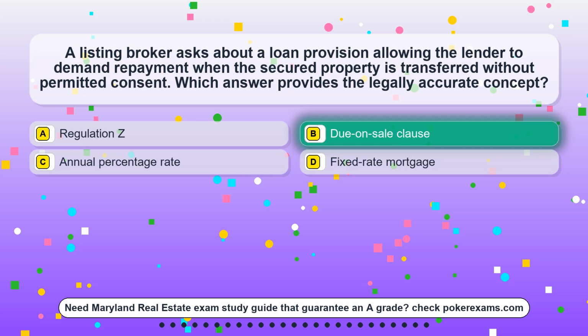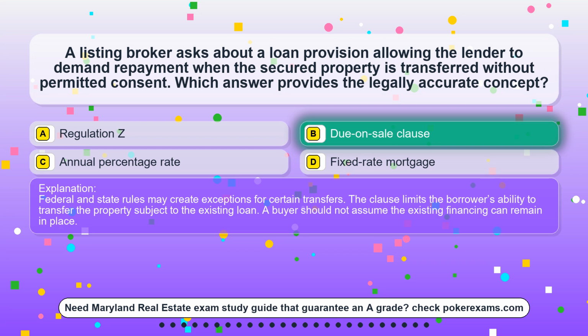The correct answer is option B, due-on-sale clause. Federal and state rules may create exceptions for certain transfers. The clause limits the borrower's ability to transfer the property subject to the existing loan. A buyer should not assume the existing financing can remain in place.